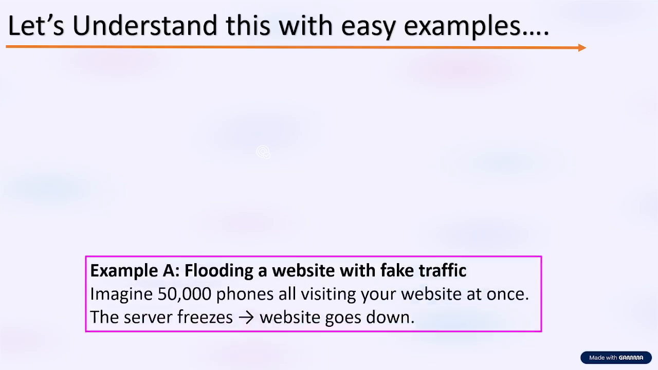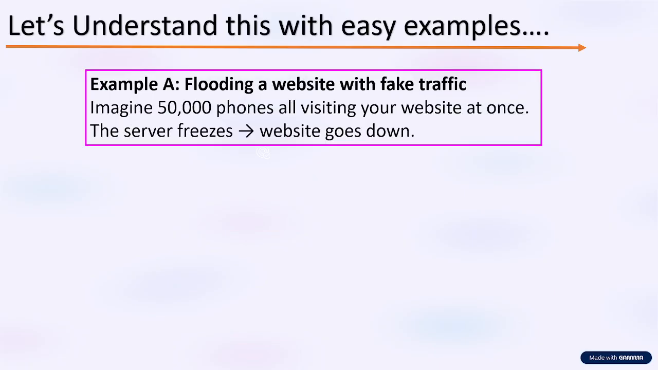Let's understand this with easy examples. And to make it truly clear, let's explore some real world examples. First one, imagine your favorite website. Now, picture 50,000 phones or even more all trying to visit that website simultaneously. This overwhelming surge of fake traffic quickly freezes the server, causing the website to go completely offline for everyone, including legitimate users.